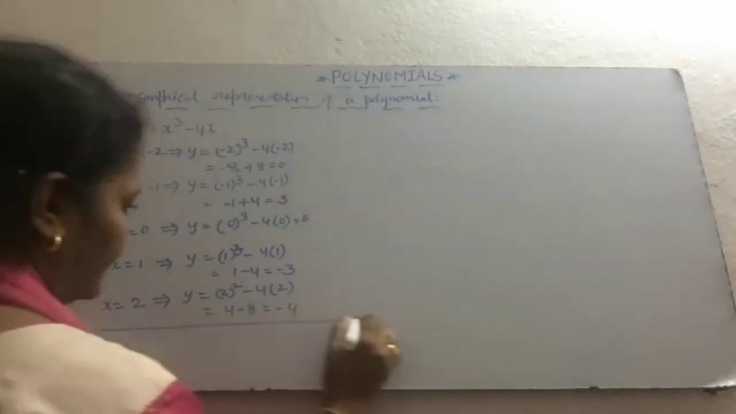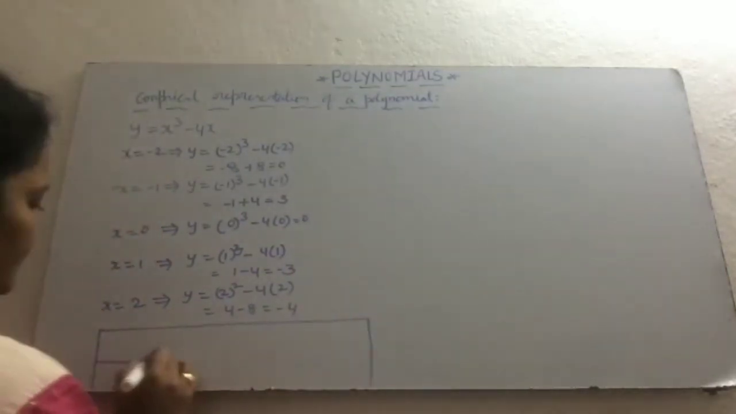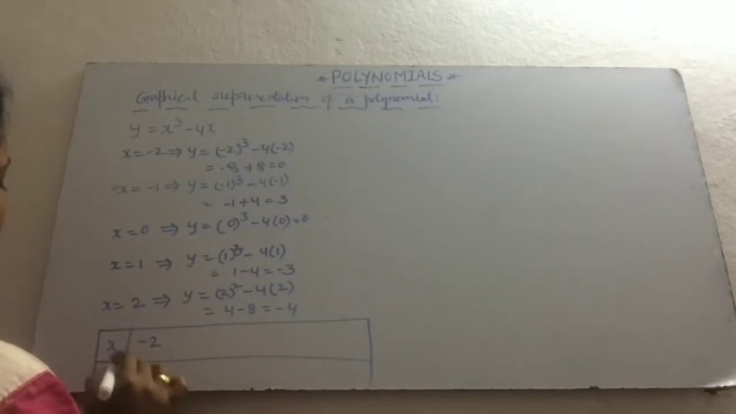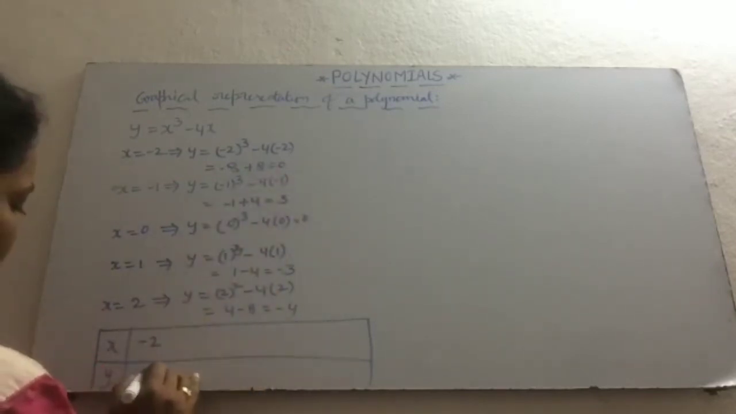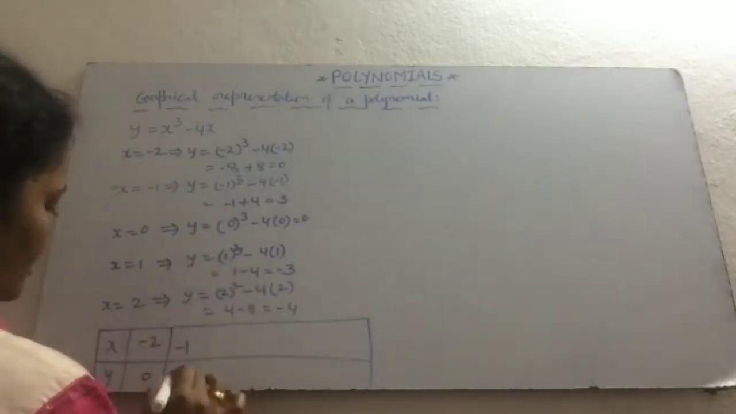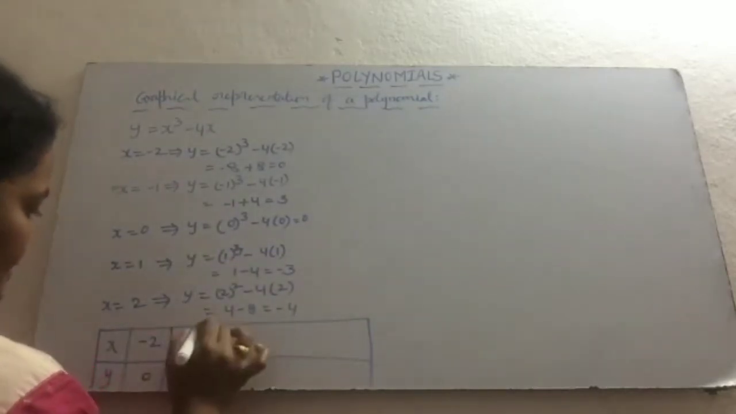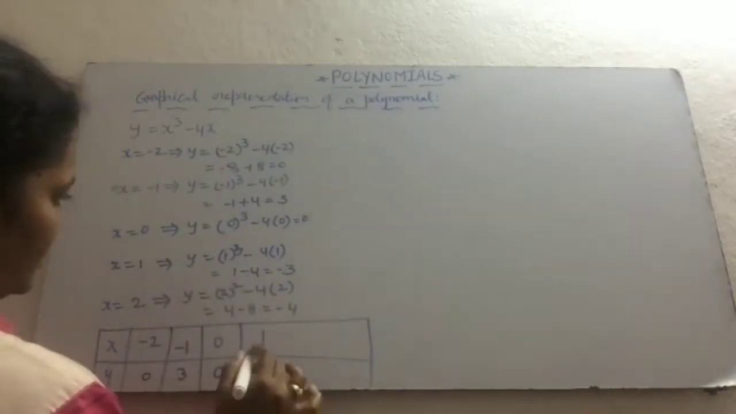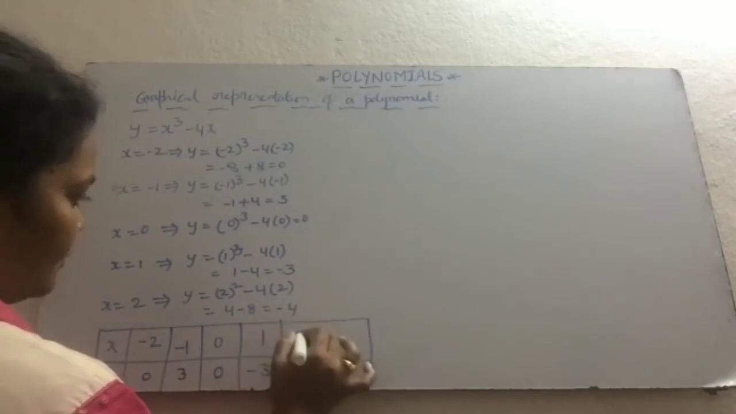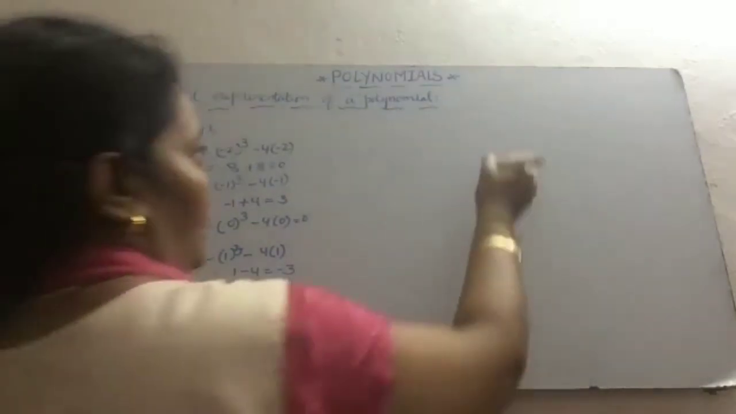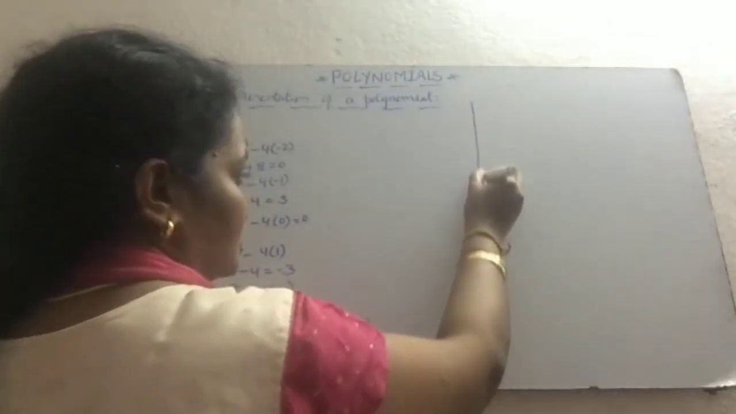If you take the value of x, y: when x equal to minus 2, value of y equal to 0. When x equal to minus 1, value of y equal to 3. When x equal to 0, y is equal to 0. When x equal to 1, y equal to minus 3. When x equal to 2, y equal to minus 4. Now we will draw the graph of this.